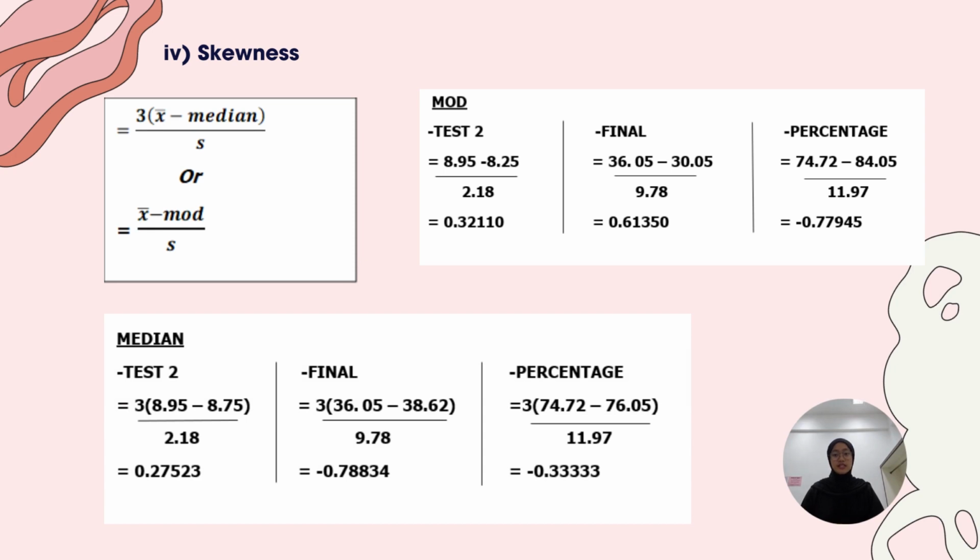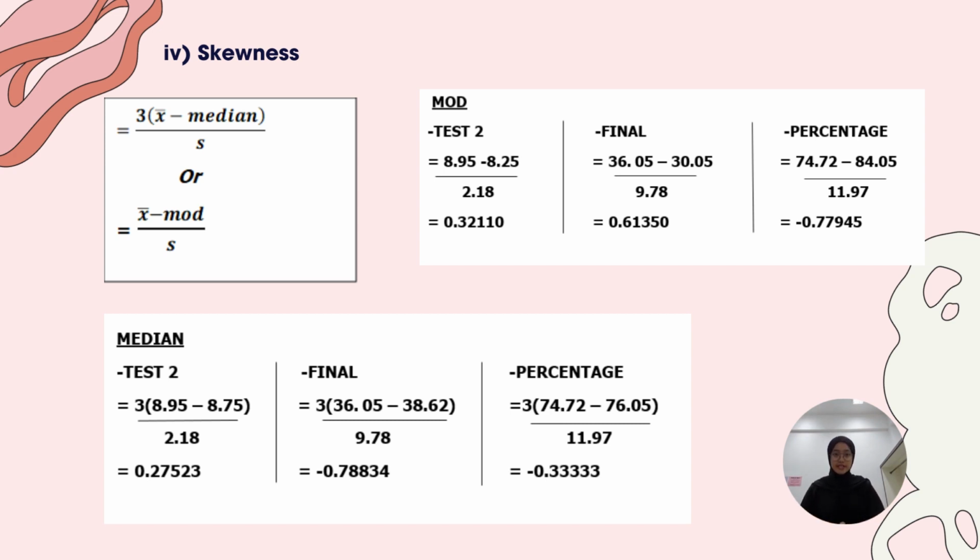The last one is the calculation for finding skewness. So these are the formulas for finding skewness. There are 2: the first one is 3 times mean minus median divided by standard deviation, or maybe we can use mean minus mode divided by standard deviation. But we choose the second one, which is mean minus mode divided by standard deviation.